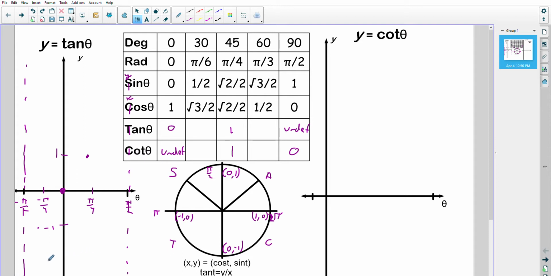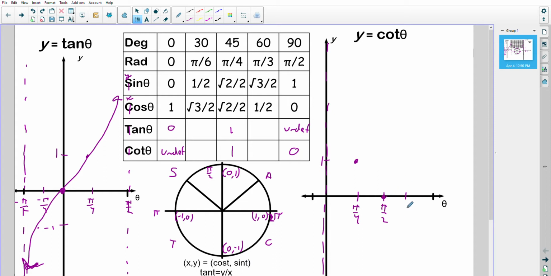This is going to be a graph that gets closer to the asymptotes but doesn't intersect the asymptotes, as that continues. Graphing the cotangent graph, 0 and undefined means that this is not defined at 0. I go to pi over 4, and pi over 4 is at 1. Pi over 2 is 0.